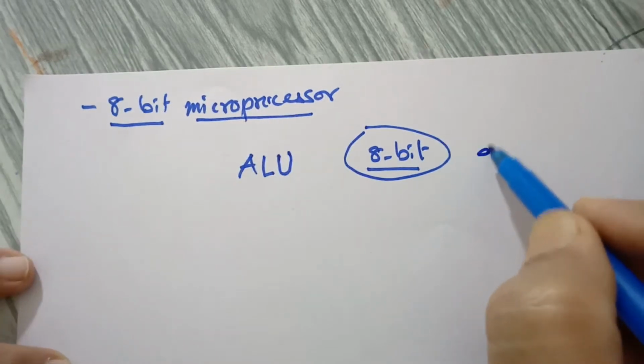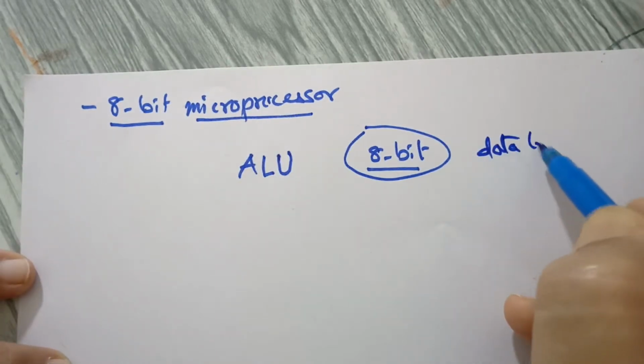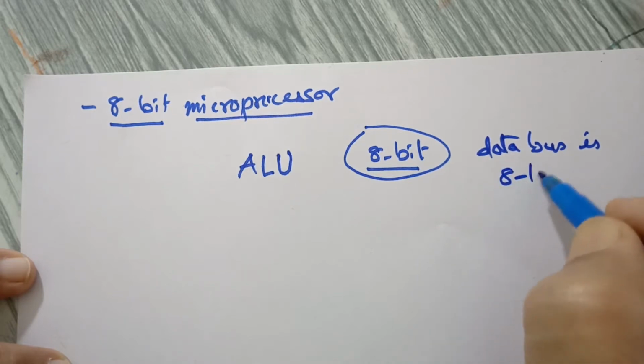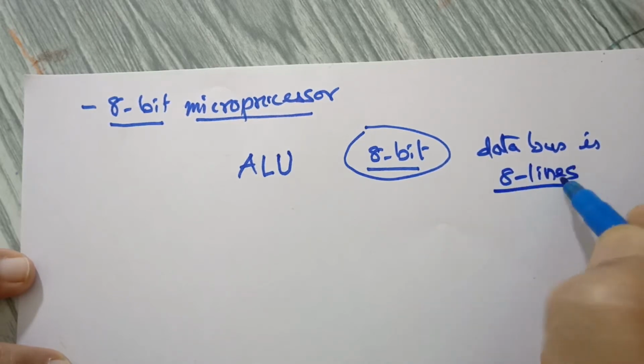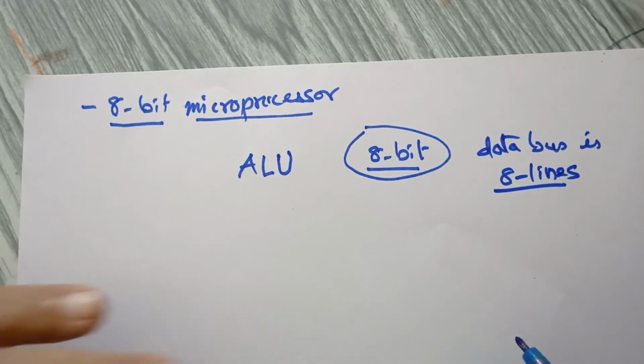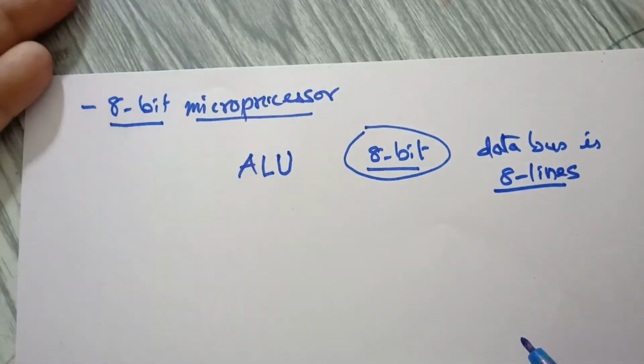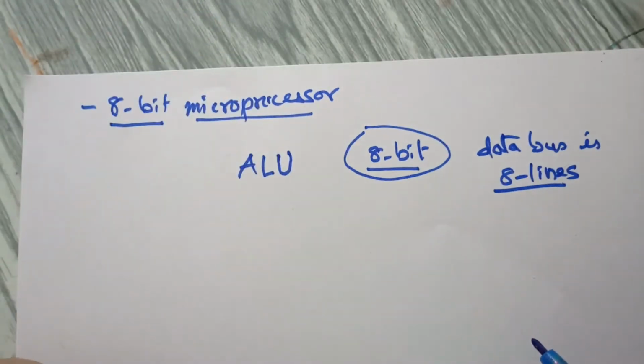or in short, its data bus is of 8 line size. So it has 8 lines. So it takes the data in 8-bit format, it gives the data in 8-bit format, it processes the data in 8-bit format, and that's why it is called an 8-bit microprocessor.